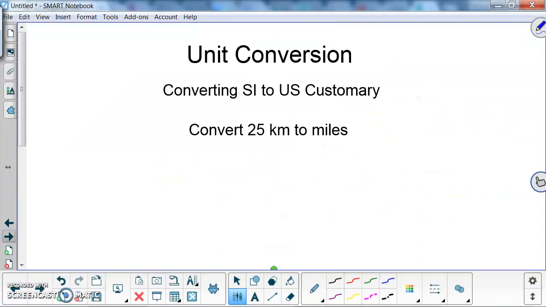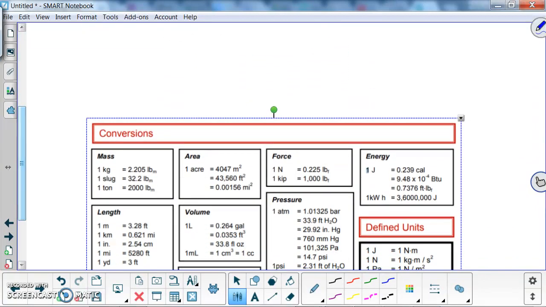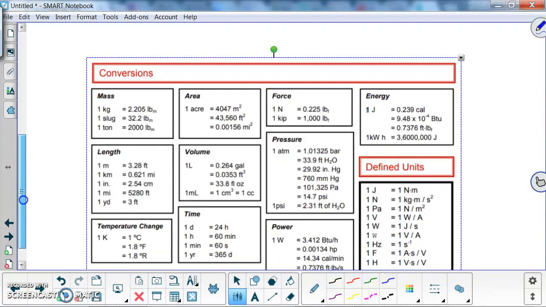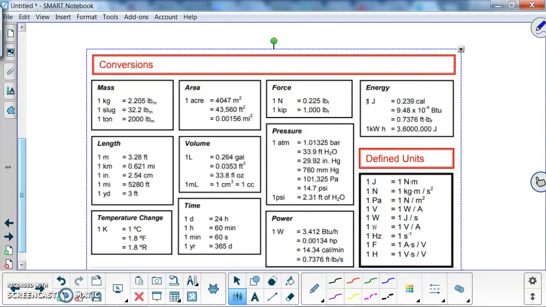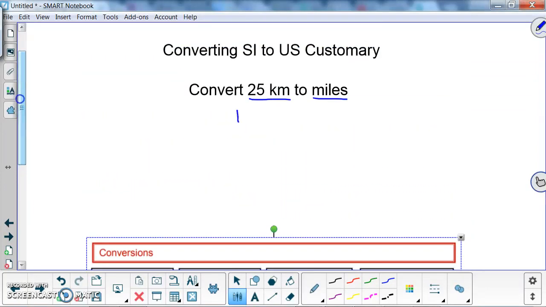Unit conversion, converting international system to US customary. We have 25 kilometers, and we're going to convert to miles. This is not too difficult. Again, utilizing our formula sheet, we would want to look for the conversion. And if I can find it quickly here, we're looking for length. And I'm looking at 1 kilometer equals 0.621 miles.